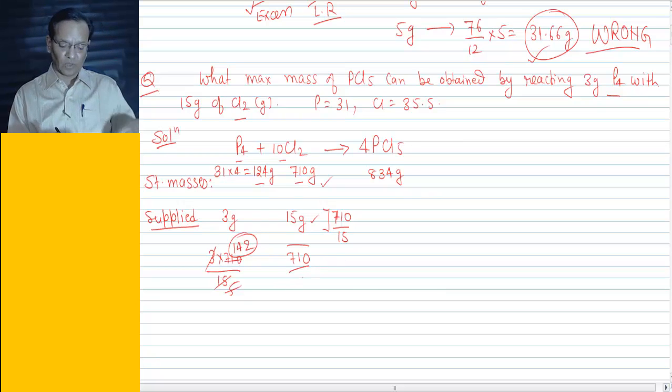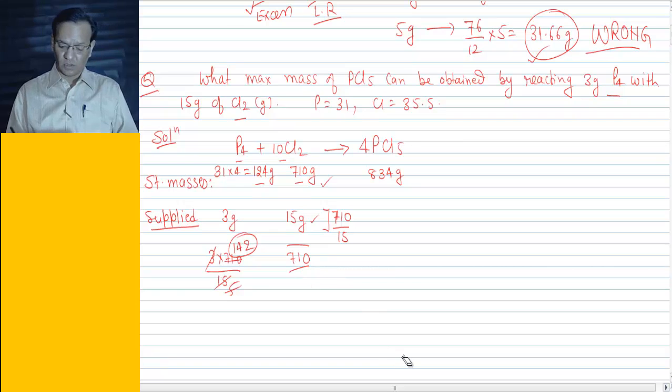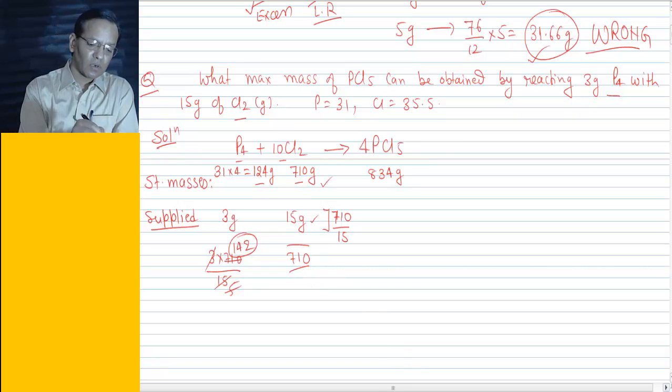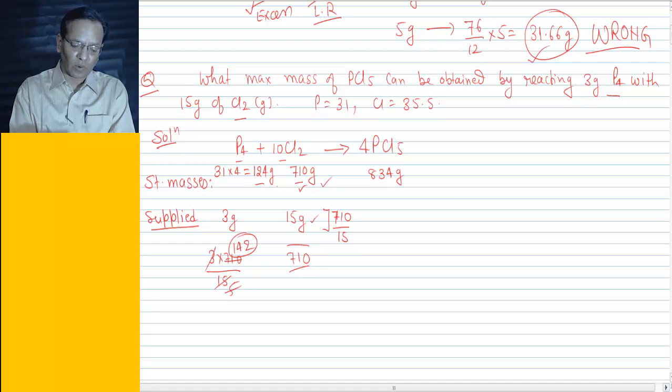Now see how it compares with the mass of phosphorus. So the mass of chlorine is 710, and for 710 gram of chlorine we require 124 gram of phosphorus, and we have been supplied 142 gram. So for 710 we have 142 gram of phosphorus, but the requirement is only 124, so it is in excess.